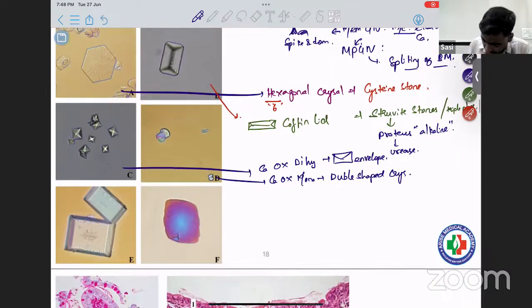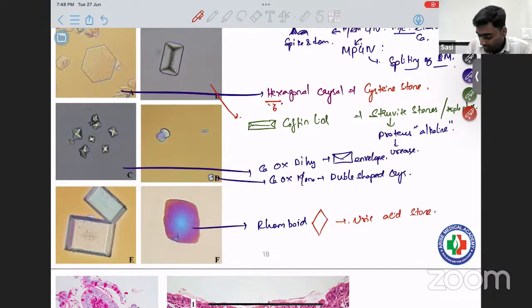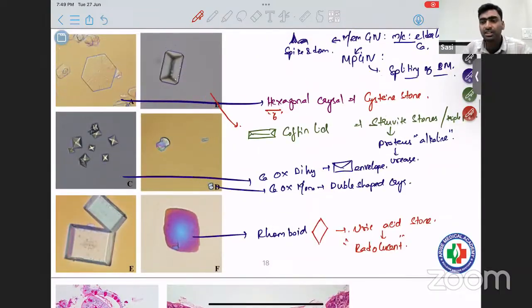Fine. Next one. If you see this rhomboid appearance of stones, they are seen in a case of uric acid stones. And remember one more thing, is uric acid radiolucent or radiopaque? Yeah, correct. It is radiolucent. Okay, fine. This is about the crystals you need to remember.